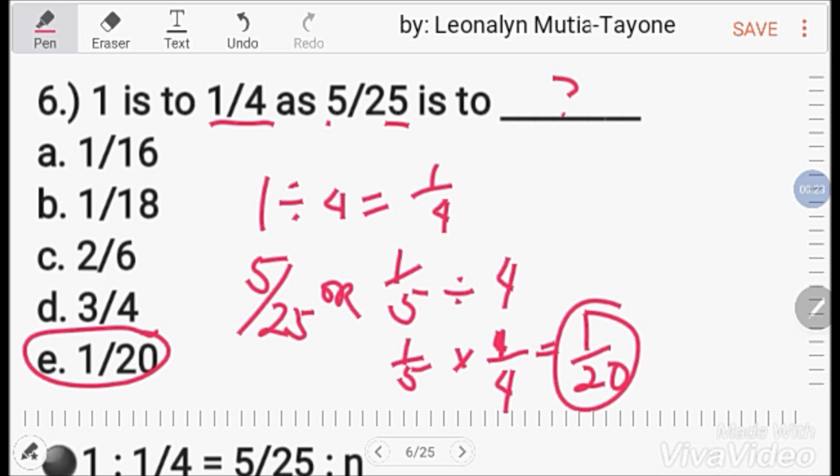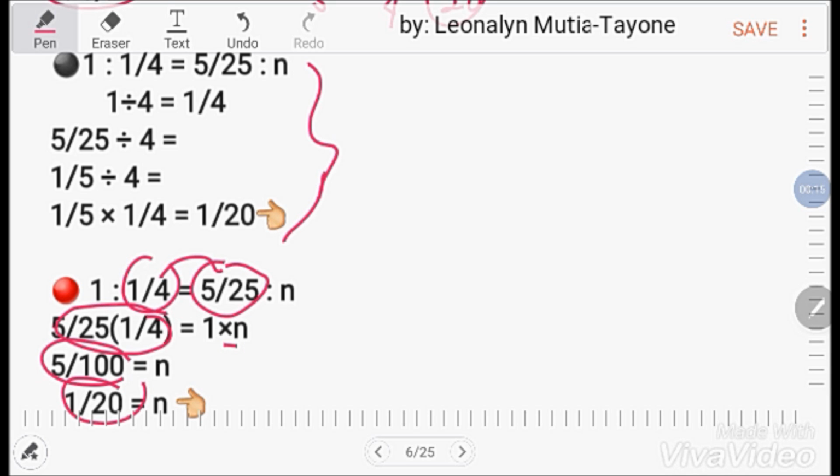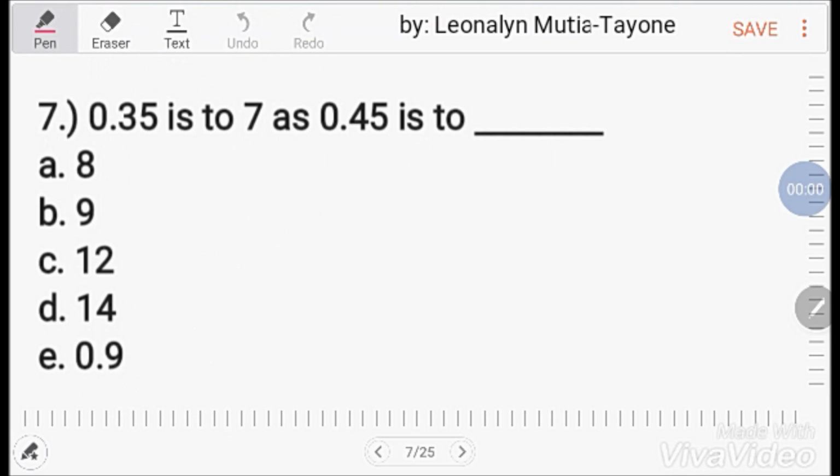1 over 20. Itong solusyon na to, ito yung ginawa natin kanina sa taas. So, ito naman ay nag-cross lang tayo. Pwede nyo i-pause ang video na to kung masyadong mabilis ako. So, ito minumultiply natin. So, ito lang din. 1 over 20 ang answer.